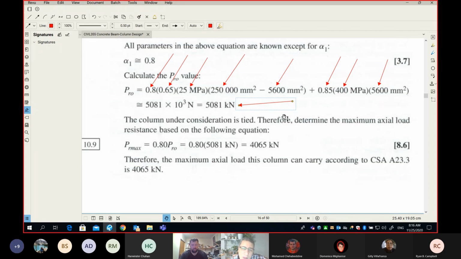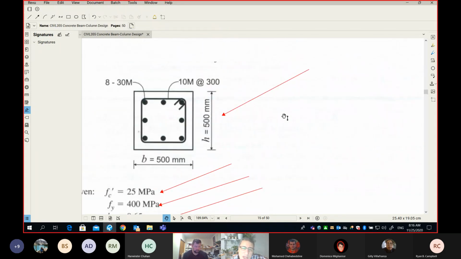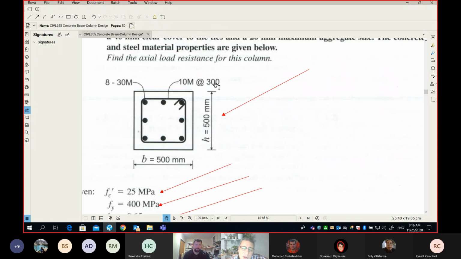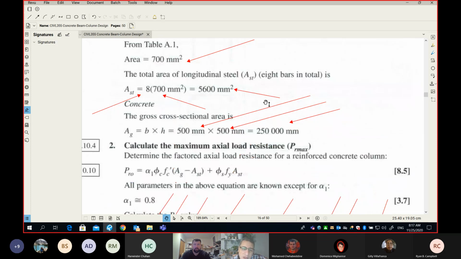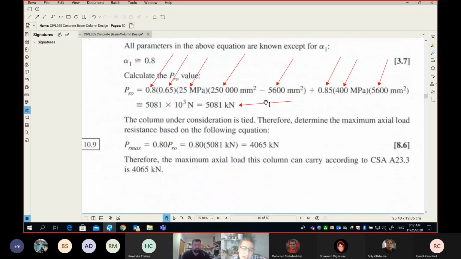And our column, if you remember, look at this section here. It is 10M ties at 300, and this is how we call the ties. For a spiral, there is another way of calling it. We don't call it by the spacing because it's a continuous member that winds around the vertical bars. So once you see this, or even this picture that has a hook here, you know that these are ties. So my column has ties, not spiral.